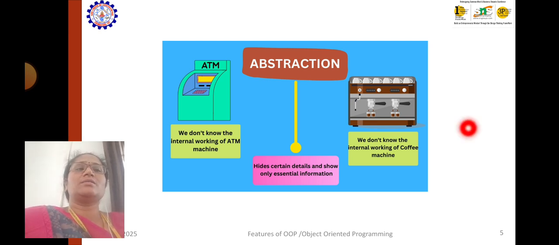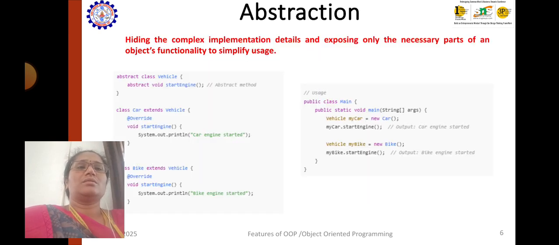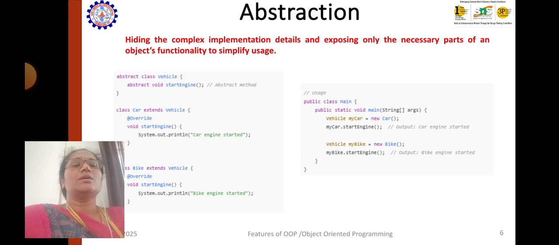Likewise, you can consider the coffee machine also. In this also we may not know the internal working of the coffee machine. We just press the button, and we get the coffee in the tumbler, right? So for that the example is given. Abstraction is achieved through the visibilities. There are three types of visibility modes used: private, protected and public.